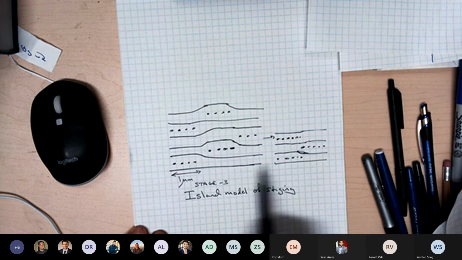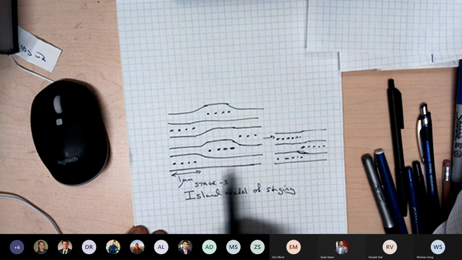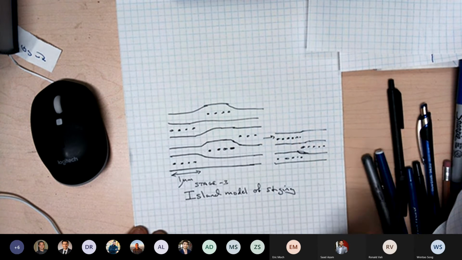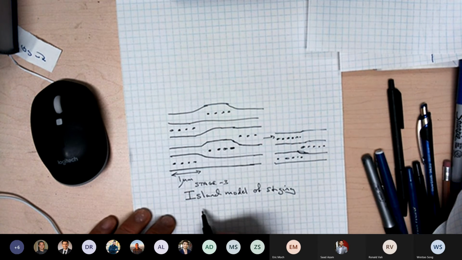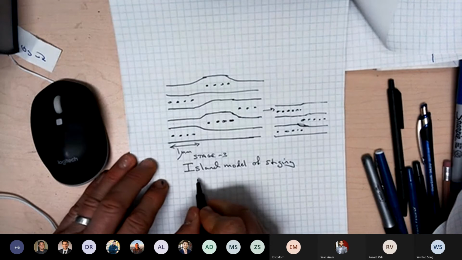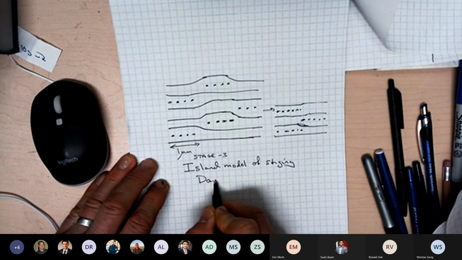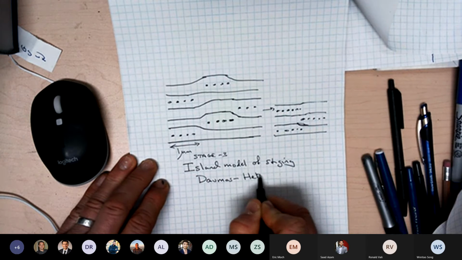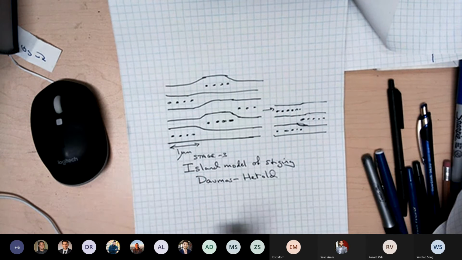And it explains how you can go from stage 3 to stage 2 without having all the lithium ions go out of the crystal and go back in again. And this was figured out in the 50s by Daumas and Herold. And it's called the Daumas-Herold Island Model of Staging.